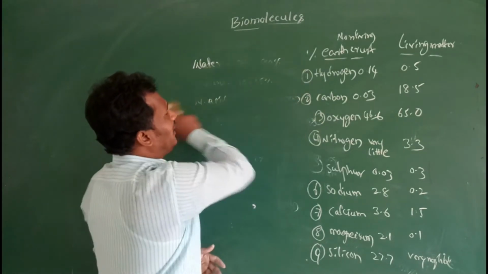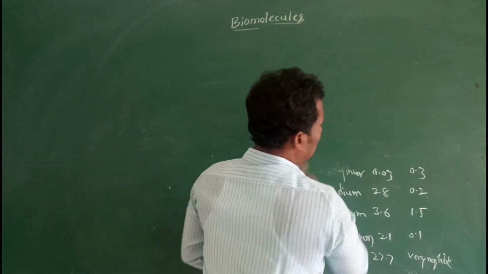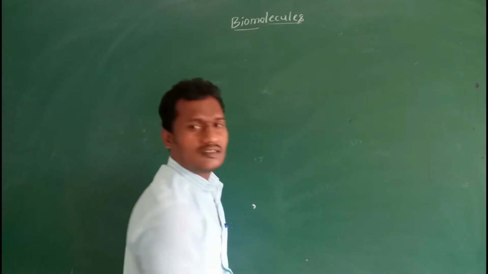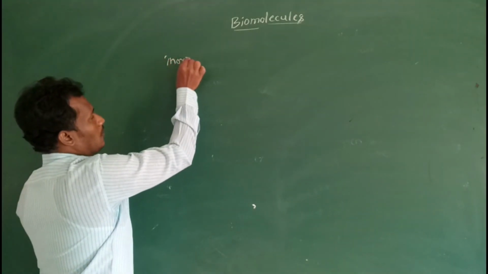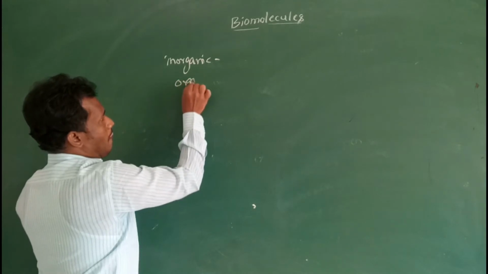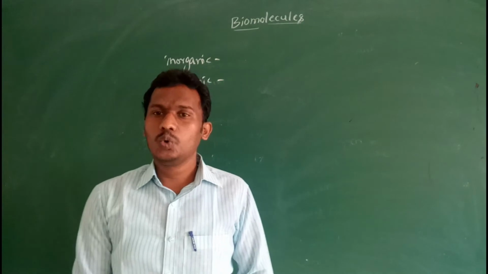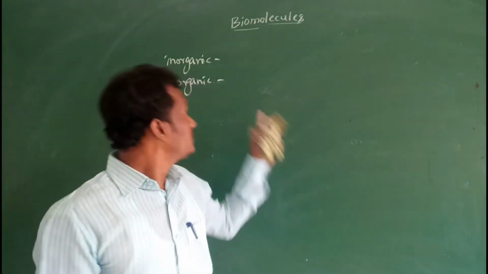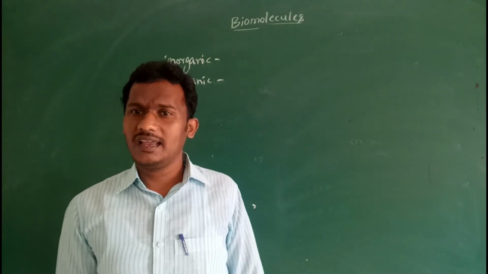Generally in a cellular pool, two types of chemicals are present. These are inorganic chemicals and organic chemicals. So the first one is inorganic chemicals, and the second one is organic chemicals.